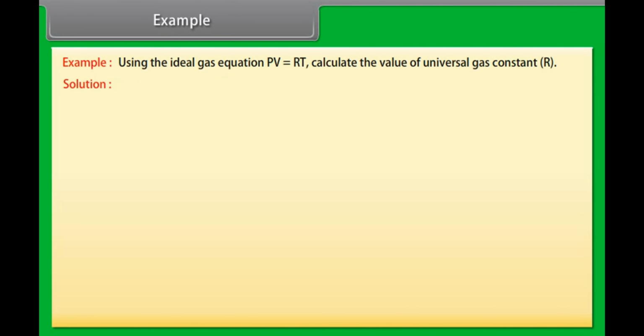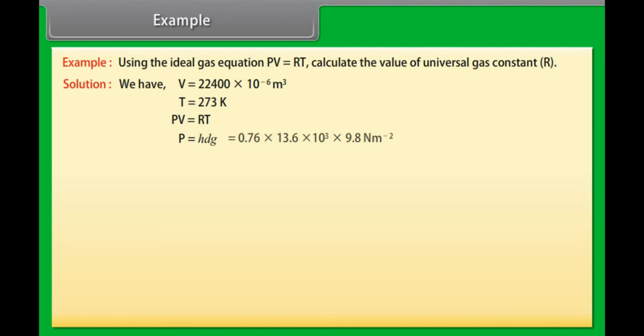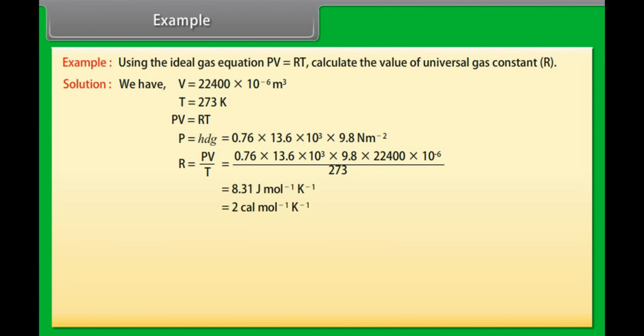Let's see the solution. We have V = 22,400 × 10^-6 m³, T = 273 Kelvin. PV = RT. Now, we calculate value of R by putting the values. R = PV/T = 2 calorie per mole per Kelvin.